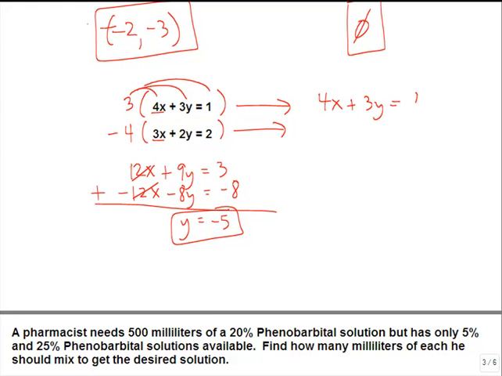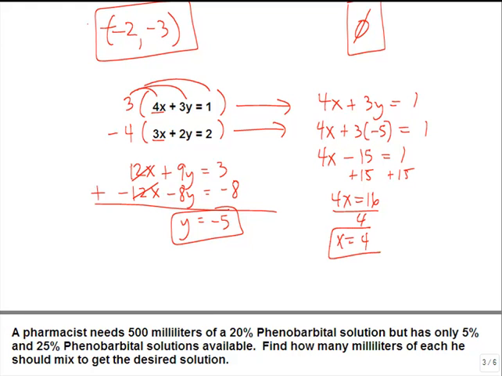And we're going to substitute in negative 5 for y. So this becomes 4x plus 3 times negative 5 equals 1, or 4x minus 15 equals 1. Add 15, so 4x equals 16. Divide by 4, and x equals 4. So my final solution is 4, negative 5.